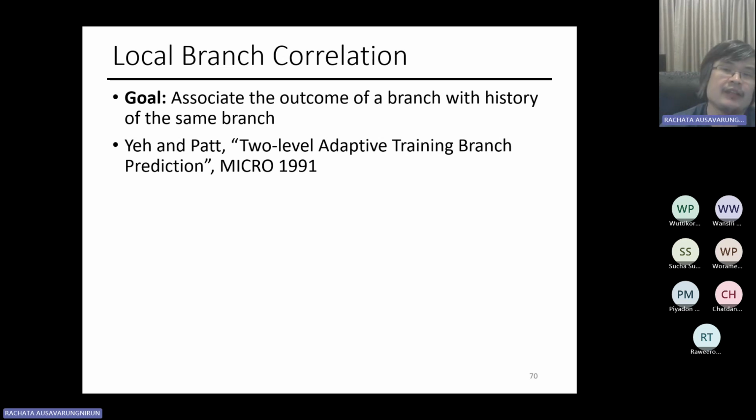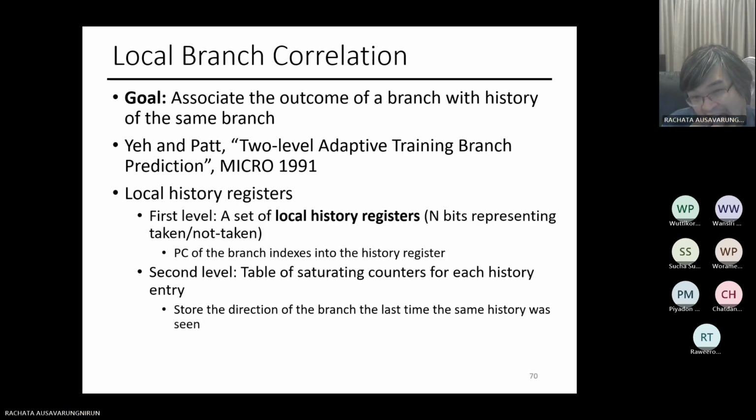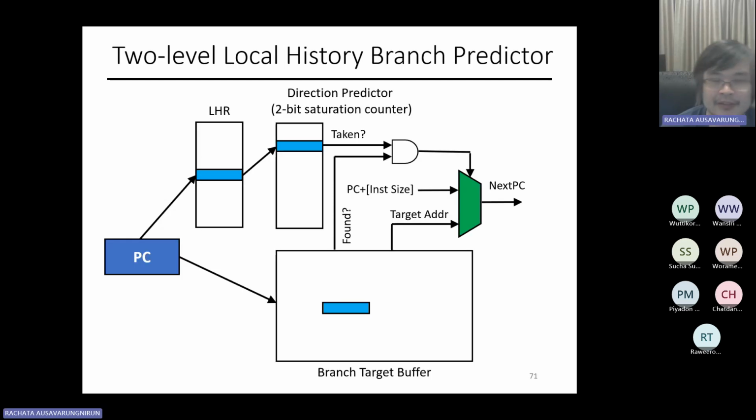All right. So the idea is, let's associate the outcome of the branch with the history of the same branch. You would use the local history register, which looks like a GHR, but it's the pattern for each branch individually. So each branch will have its own local history register. And the second level is basically a table of saturating counters, maybe 2-bit or 3-bit counters, to predict the outcome of the branch. So the structure is going to look like this.